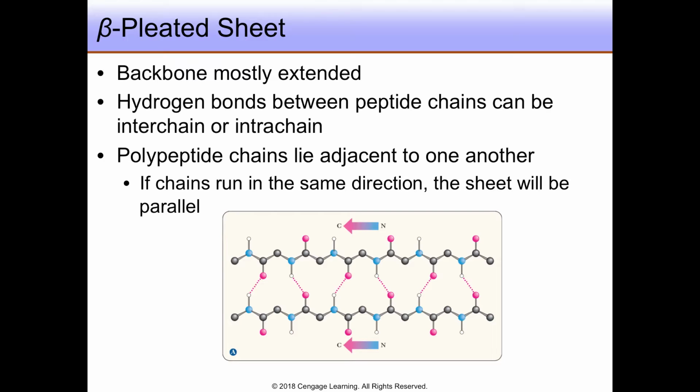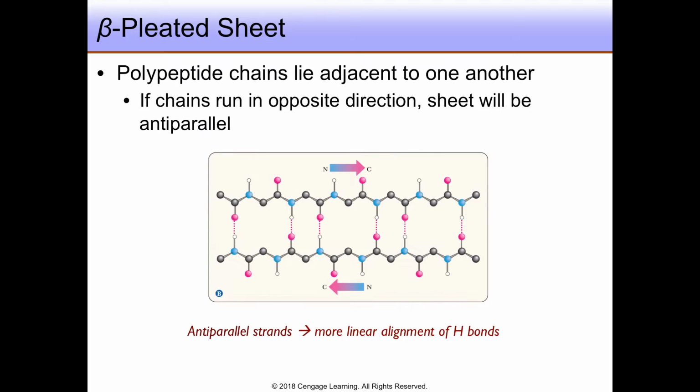In a parallel beta sheet, as illustrated here, the hydrogen-bonded chains are oriented in the same direction with respect to their N and C terminals. The hydrogen bonds in our figure are represented by dashed lines. As you can see, the alignment is not exactly linear.